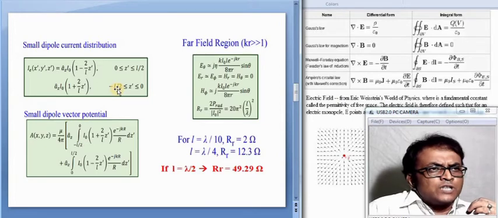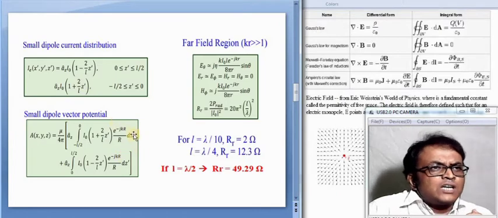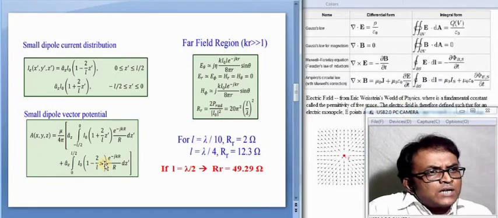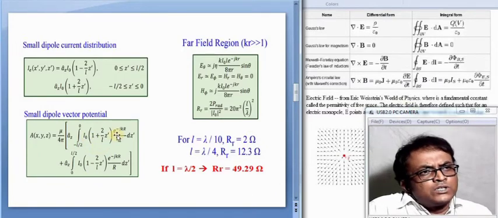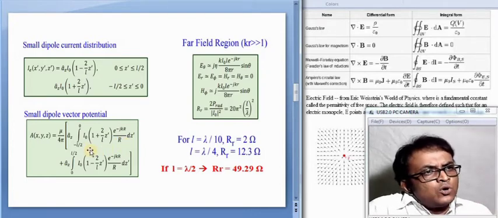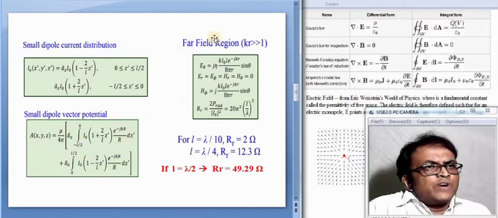From this current distribution we can find the magnetic vector potential, which actually comes from Ampere's law, because the time varying electric field or the time varying current is there. So we have the function at any distance r, in the r, theta, phi coordinate system. We integrate from minus L by 2 to 0 for the negative half of the Z direction, and 0 to L by 2 for the positive half, and we can integrate it to find the total field pattern.